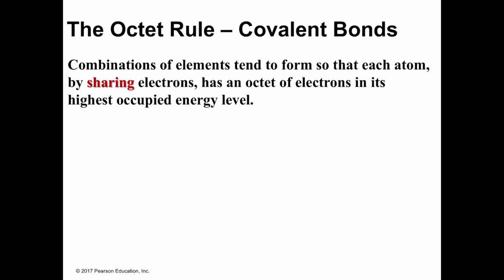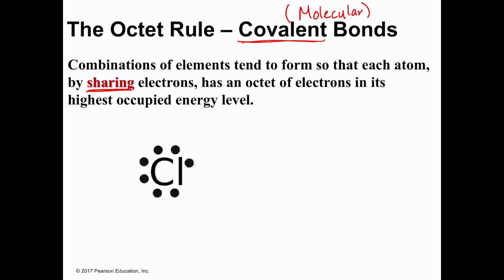So the octet rule. Combinations of elements tend to form so that each atom, by sharing electrons, because we are in covalent, which is also known as molecular, so they're sharing electrons, and they're going to get an octet in that highest occupied energy level. So they're going to have 8 valence electrons. So here is monatomic chlorine. So mono means 1, right? 1 atom of chlorine. And so again, chlorine has 7 valence electrons. So there's 7 dots shown around it.